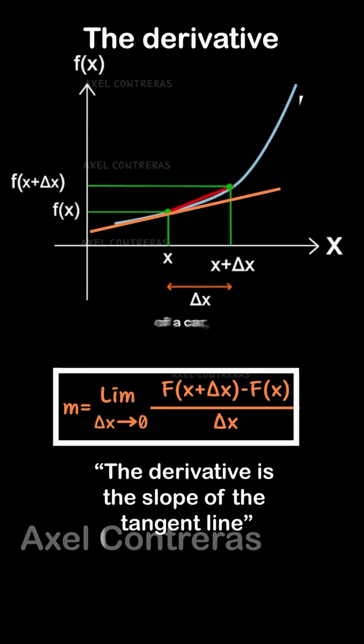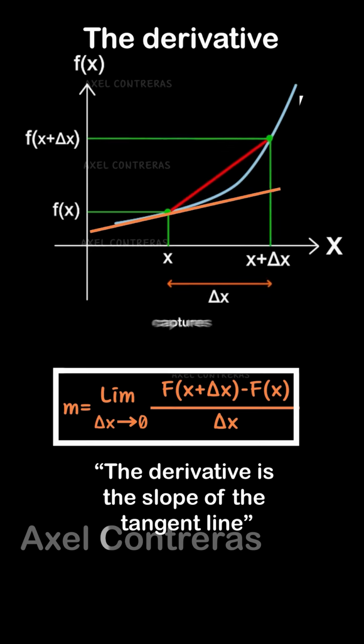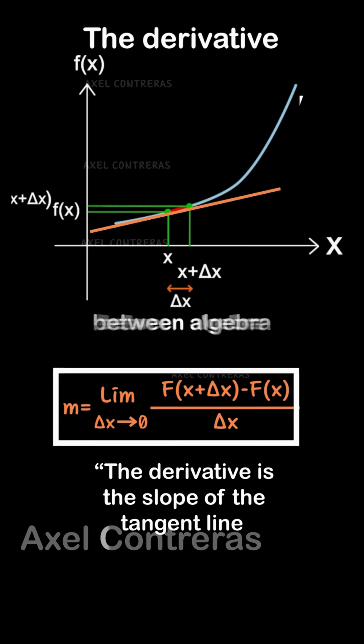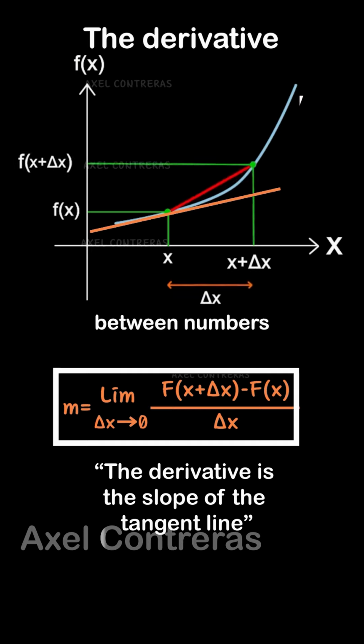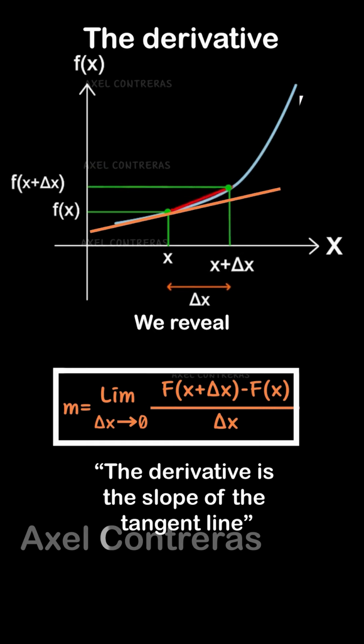Whether we're modeling the speed of a car, the growth of a population, or the shape of a curve, the derivative captures that hidden motion at every point. It's not just a formula, it's a bridge between algebra and geometry, between numbers and motion. And through it, we don't just trace functions, we reveal their behavior.